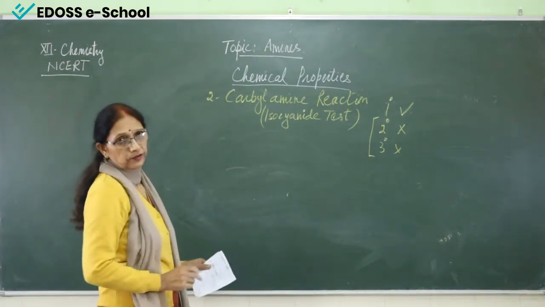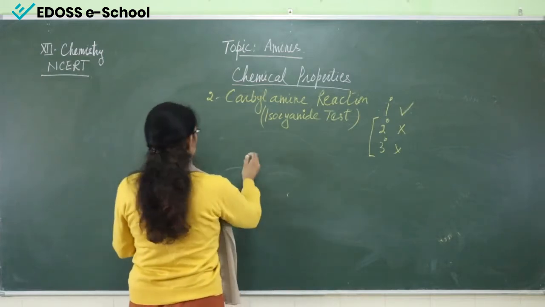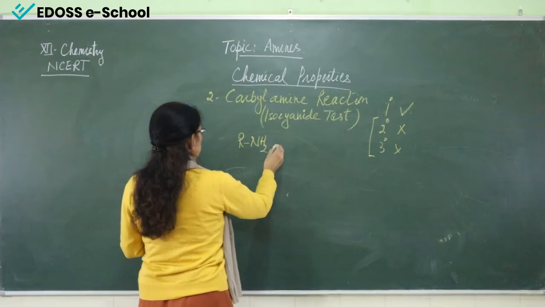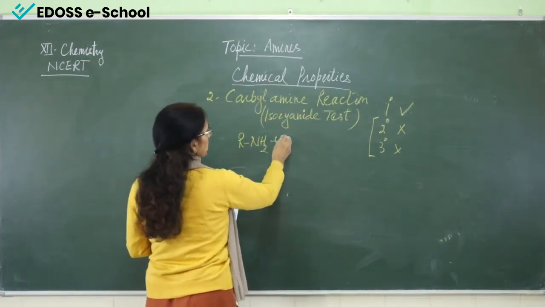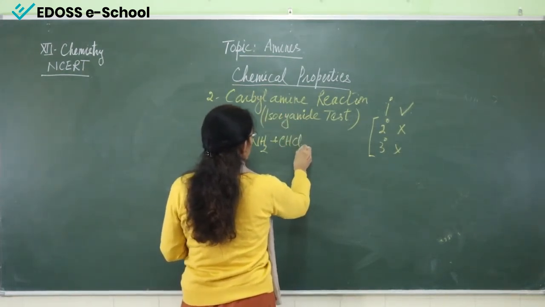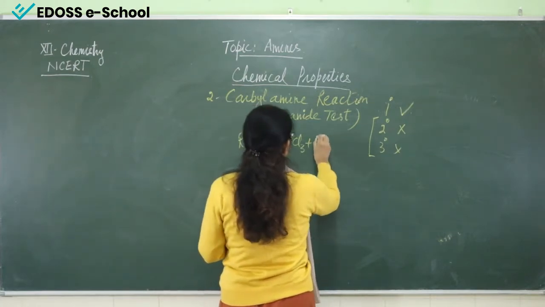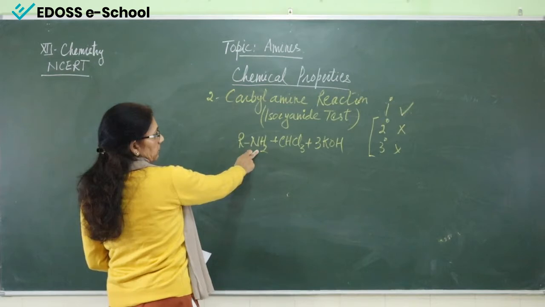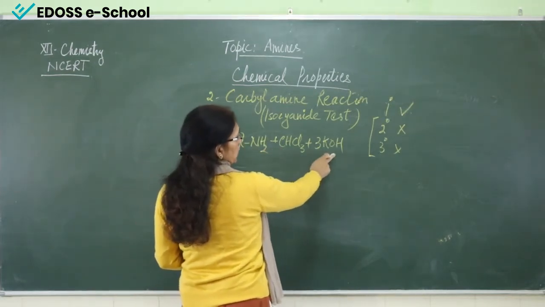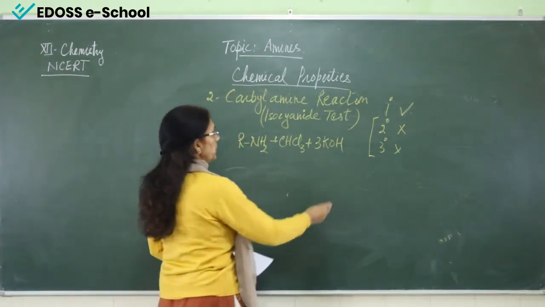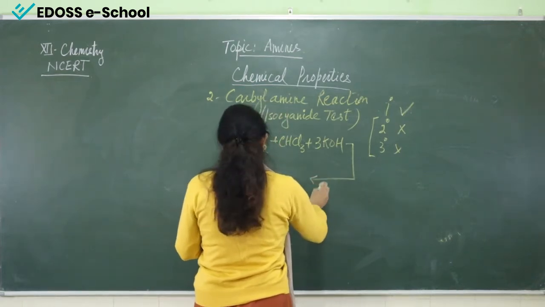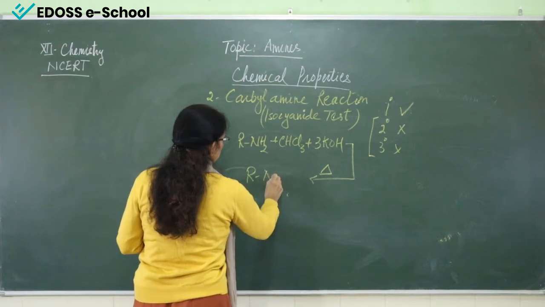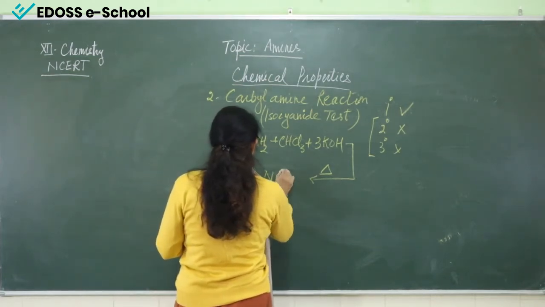Now what's the reaction? Let's see here. This is primary amine, and in carbylamine we take chloroform and KOH. Primary amine, chloroform, and this is potassium hydroxide. Now if we are heating it, what will happen? RNC is formed.